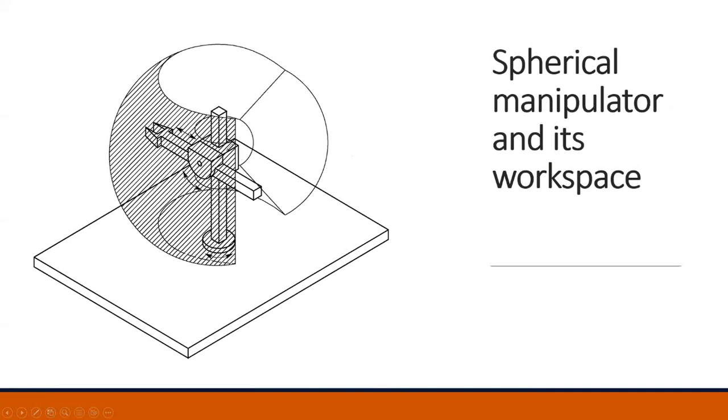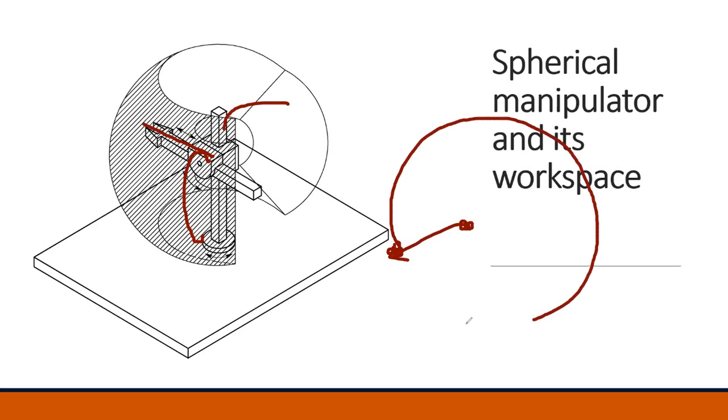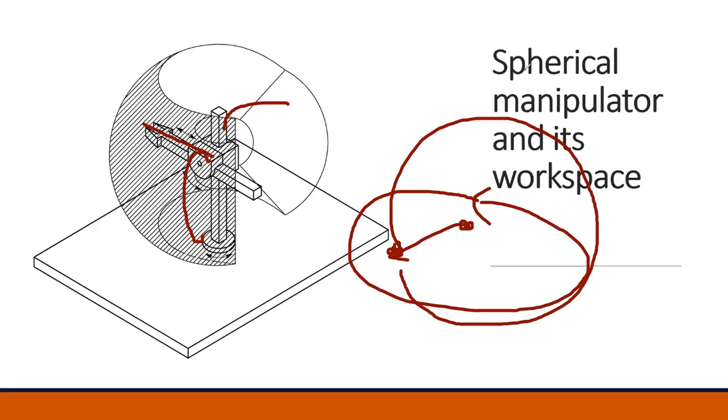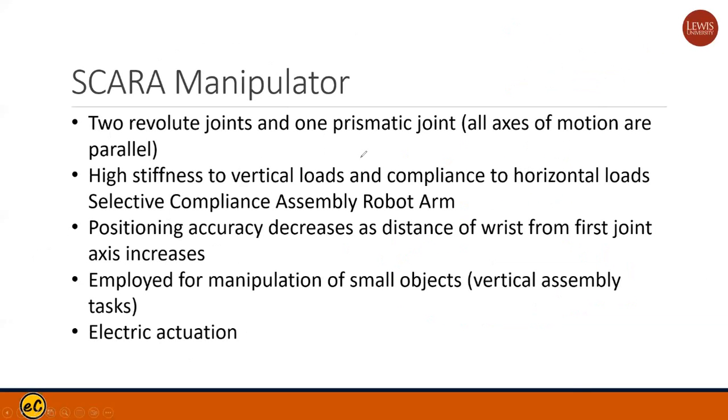For the spherical type, you have the base and the control here, but you can also move up and down. There's a center, and you can move 360 degrees everywhere and make a circle here, so it becomes a ball, a ball-type movement. That's a spherical manipulator.